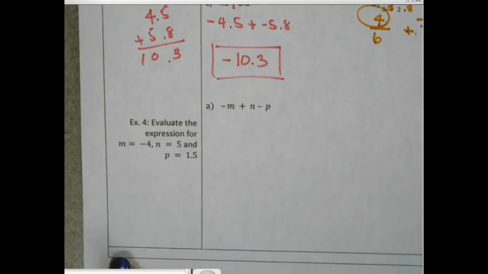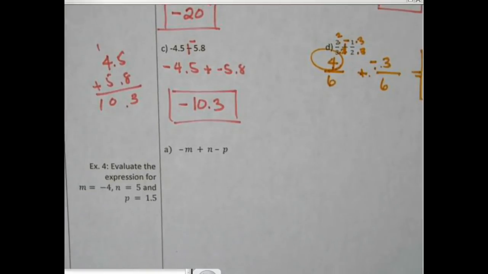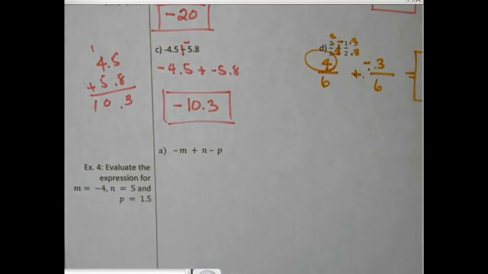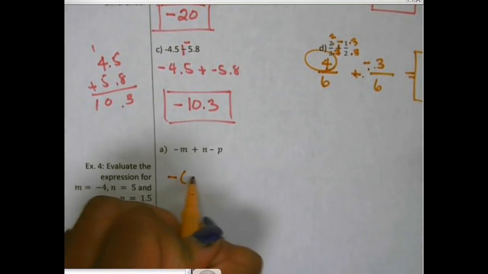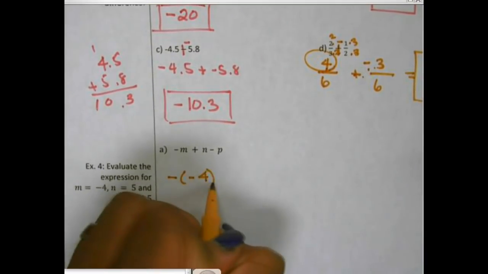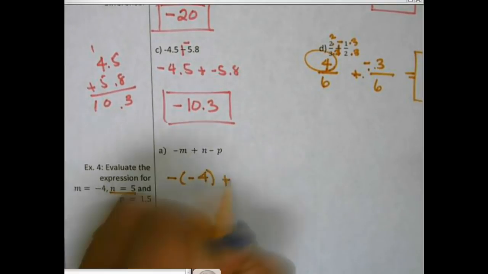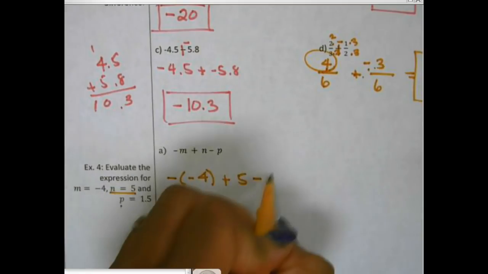Okay, we've evaluated expressions before. I want us to do that a little bit now. So, if you would please, let's plug in. Instead of m, I'm going to write negative 4 plus n, which is 5, minus p, which is 1.5.